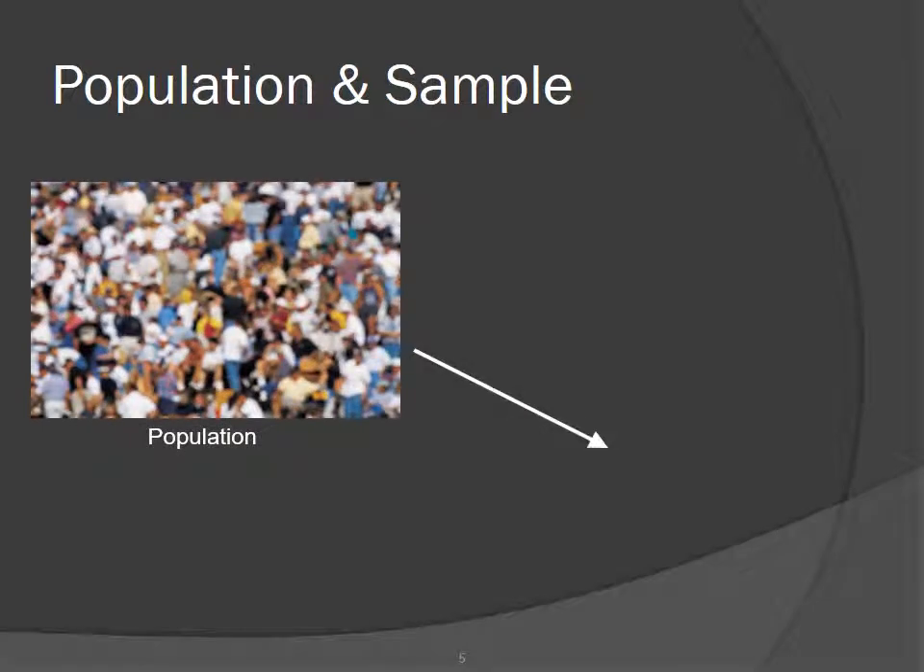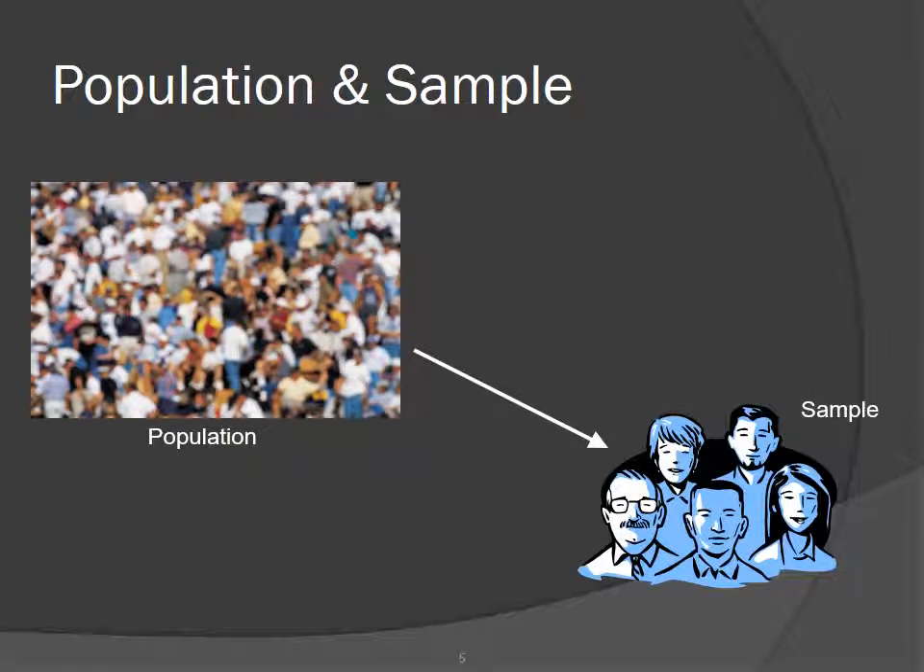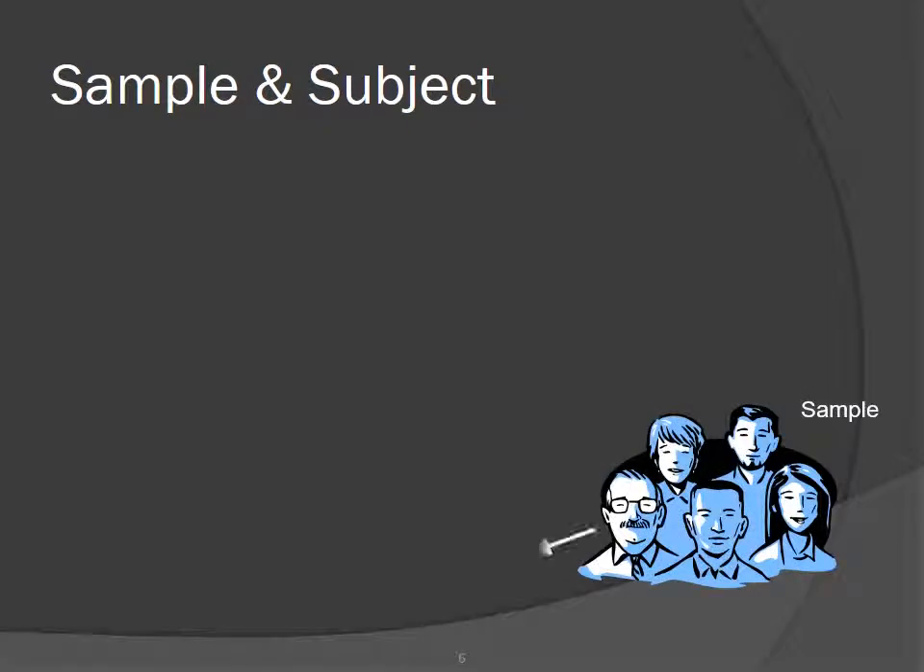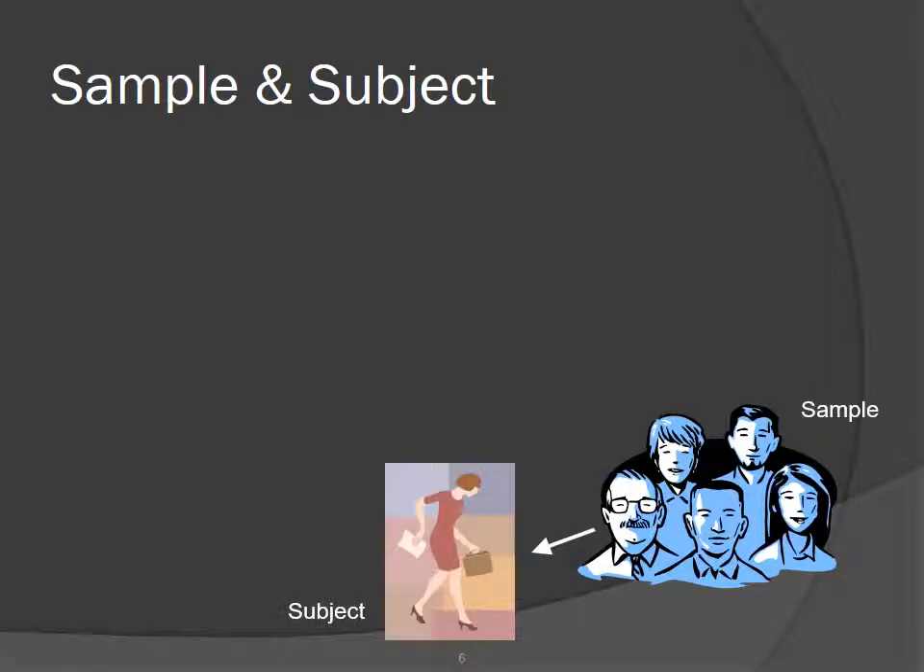From the population, you draw a sample, a smaller group. You want to have a representative sample, so you want to have some undergraduates, some graduates from all the different colleges, some traditional age, some non-traditional age, freshmen, sophomores, juniors, seniors, graduate students, and doctorate students. From the sample, each person is a subject.